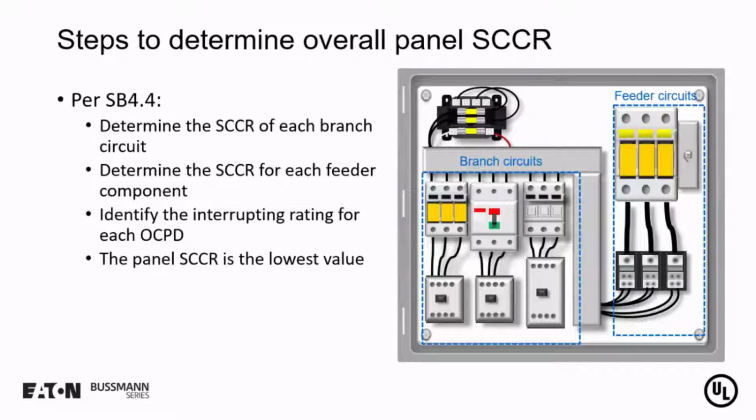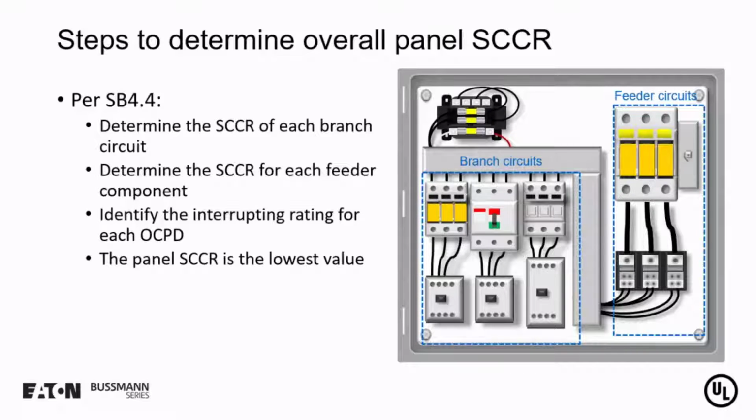But the basic rule is that all of the overcurrent protective devices, the branch circuit protective devices, have to have an interrupting rating at least equivalent to the overall short circuit current rating of the panel. And then finally, the last bullet, the panel short circuit current rating is the lowest value of all of the short circuit current ratings that we determine in the above three bullets. It's called the weakest link method, the weakest link.